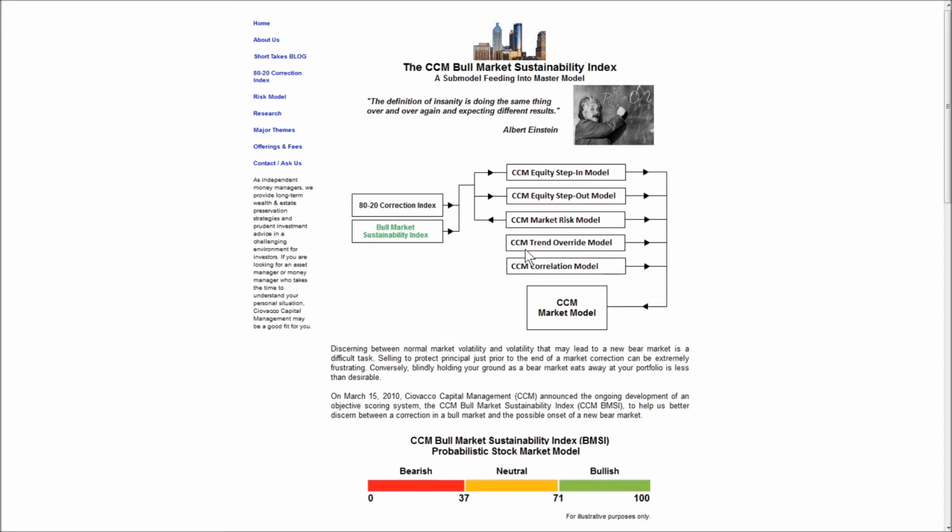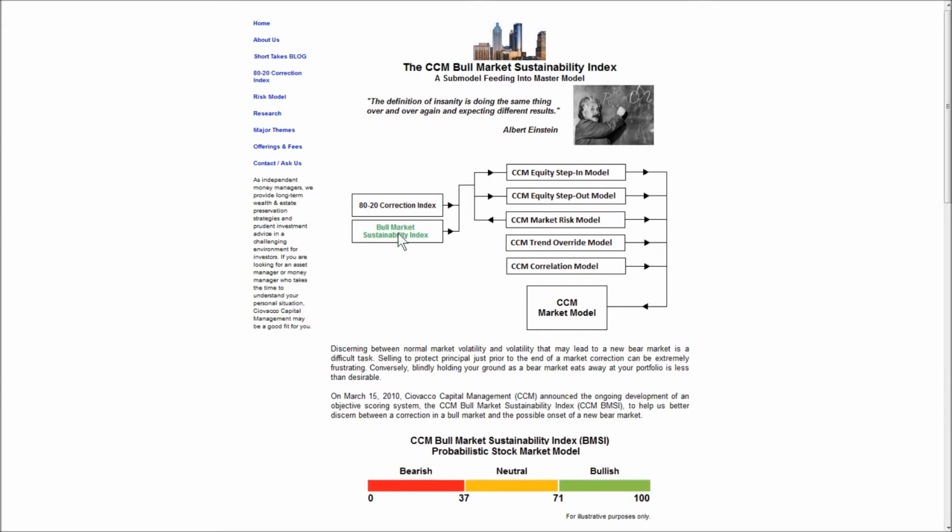Basically, the trend override model, which is the model that's based primarily on moving averages, comes up with an allocation in isolation. The correlation model that we'll look at in a few minutes also works in isolation. Both of them feed into the master market model on a weighted average basis. Then when you look at the risk model, the Bull Market Sustainability Index and the 80/20 Correction Index, the risk model feeds into the master model in isolation, and it also is used as input to calculate the equity step-in model and equity step-out model here.